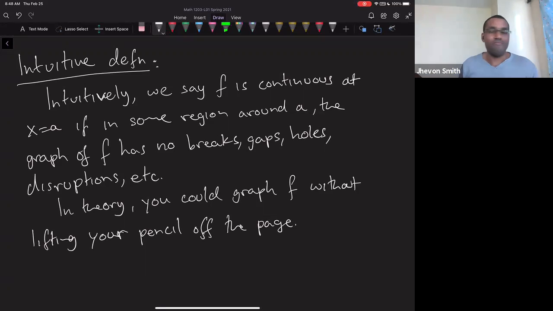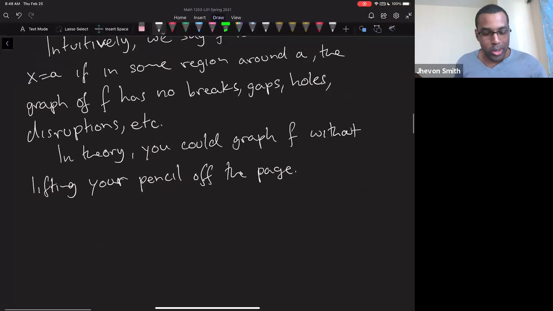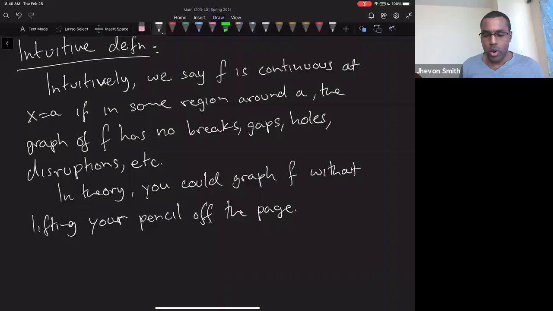But at the same time, if I ask you on a test, why is this function continuous? And you tell me, well, I can sketch it without lifting my pencil off the page, I'm like, no, it doesn't work. Sketch it right now. You might not be able to sketch the function. But that's kind of the idea we're going for.